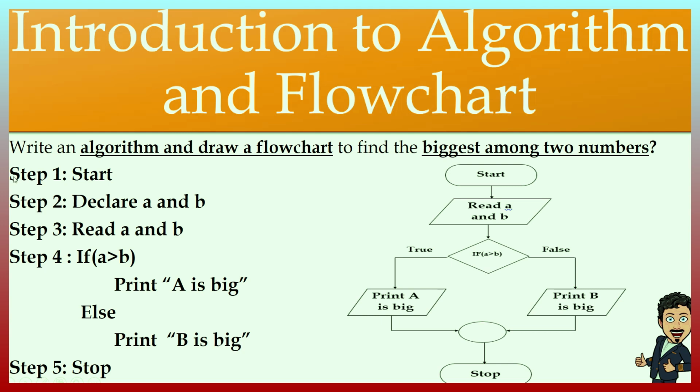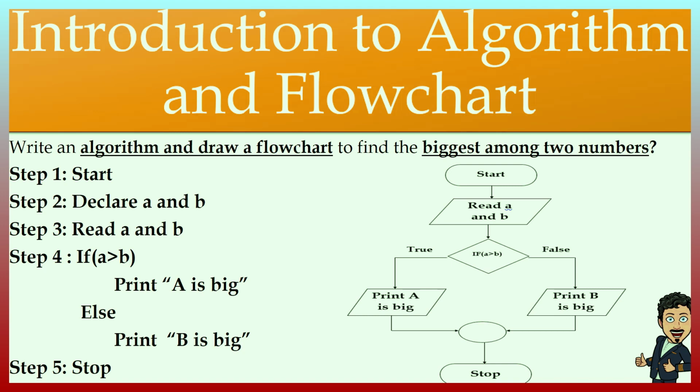Okay, let me start the algorithm first. Step 1, start. Step 2, how many variables do we need? We need two variables, since we want to store only two values. Declare A and B. You can use any variable, let us say X, Y, C, D, any variable you can use. So declare A and B.